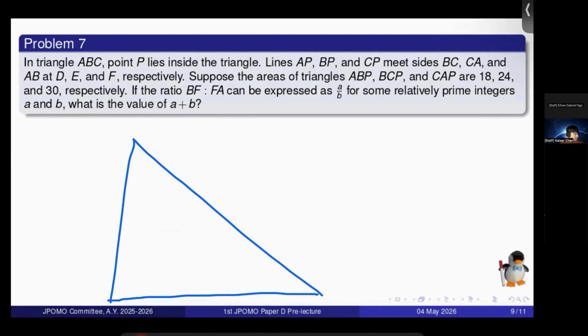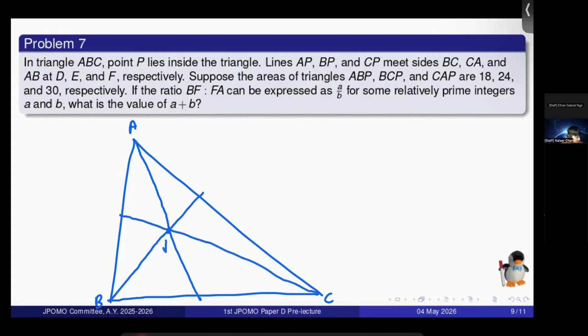Okay, so in triangle ABC, I'm gonna label the points A, B, C. Point P lies inside the triangle. So let's say if this is point P, then I'll draw lines AP, BP, and CP. So we get something like this. Okay. And they meet sides BC, CA, and AB at D, E, and F, respectively.